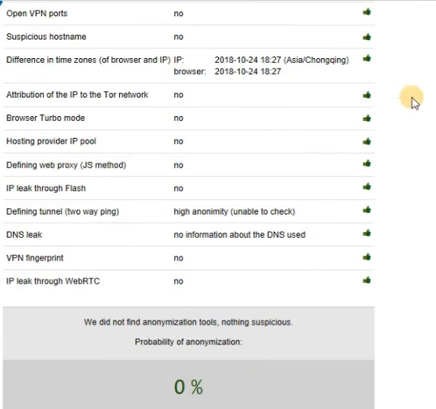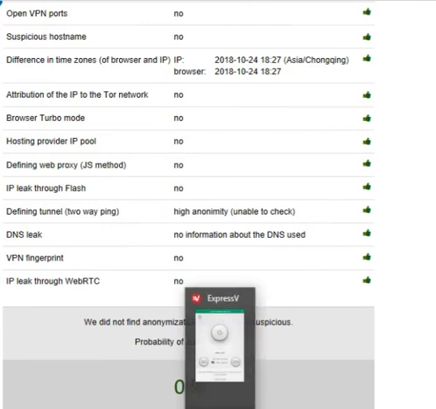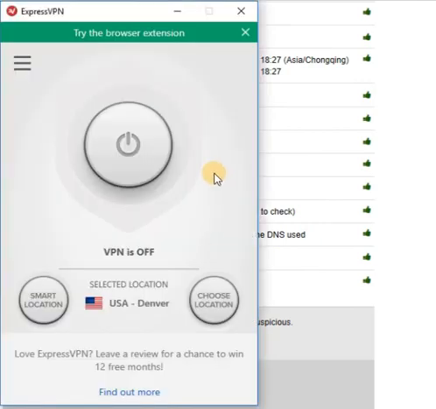Now, the next thing that I'm going to do is turn on my VPN and see what the results look like then. So right now, what I'm going to do is connect through ExpressVPN to an IP server in Denver in the United States.